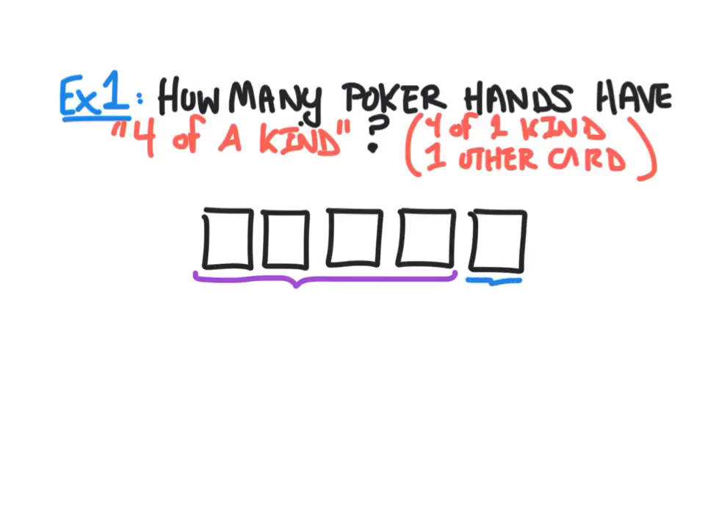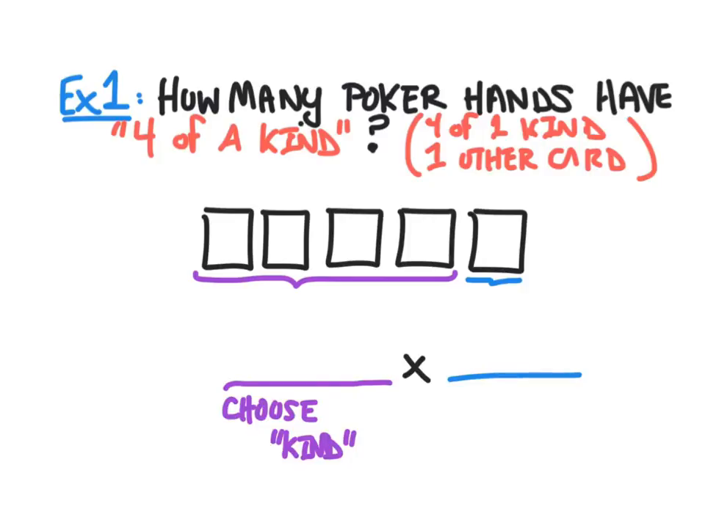Okay, now since this is 2 distinct tasks, we know that by the multiplication principle, we can have options for the first task, and we multiply that by options for the second task. So the first task, we want to choose our kind. Well, how many ways can we do this? We're going to be choosing it, since its order doesn't matter. Of the 13 different kinds, we're picking one of those kinds. So if we pick 2s, 2s are going to fill in the first 4 slots, etc.